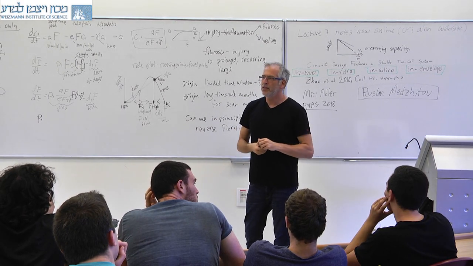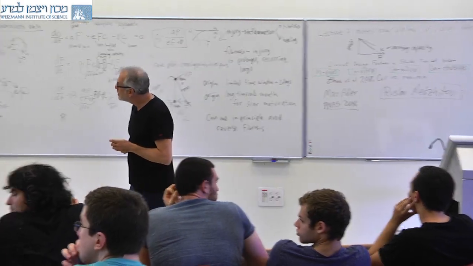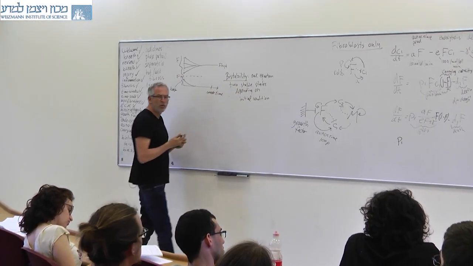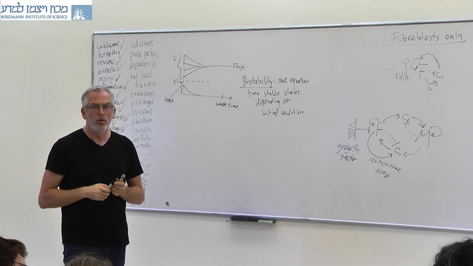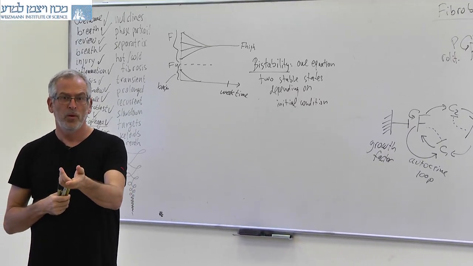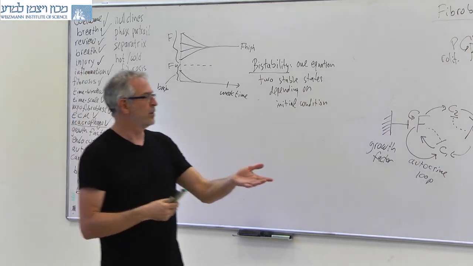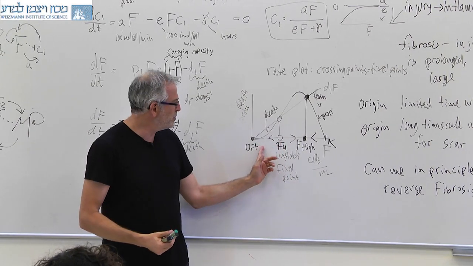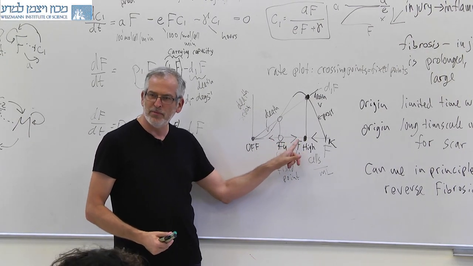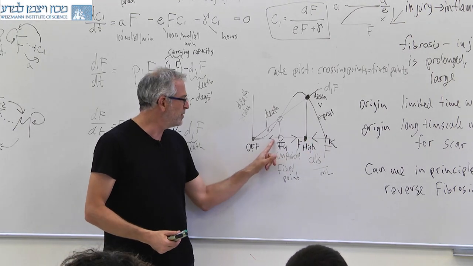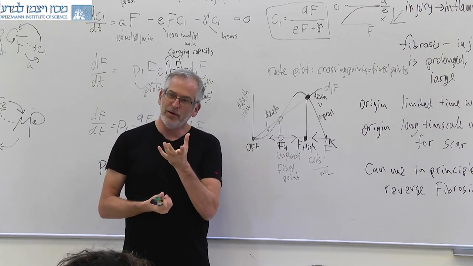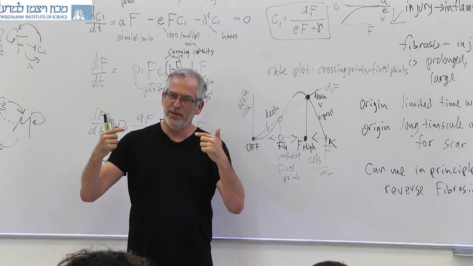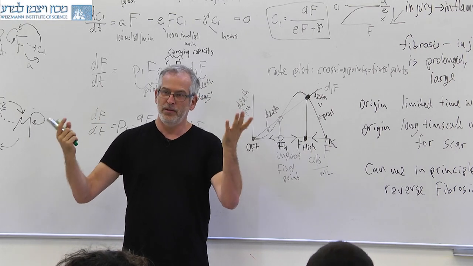Other questions? Your comment is that this already gives us a flavor of where we're going: a large injury causes a scar, and small injuries don't. So if a large injury makes it to this region, it becomes self-sustaining, whereas in this region, it vanishes. That's the heart of the phenomenon I want to describe. I'm going to add macrophages now and see the full enchilada.